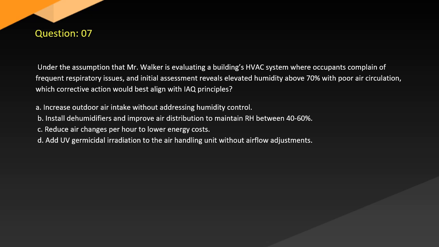Question 7. Under the assumption that Mr. Walker is evaluating a building's HVAC system where occupants complain of frequent respiratory issues, and initial assessment reveals elevated humidity above 70% with poor air circulation, which corrective action would best align with IAQ principles? A. Increase outdoor air intake without addressing humidity control. B. Install dehumidifiers and improve air distribution to maintain RH between 40–60%. C. Reduce air changes per hour to lower energy costs. D. Add UV germicidal irradiation to the air handling unit without airflow adjustments.